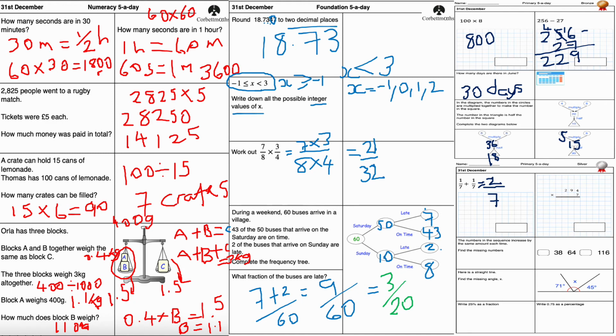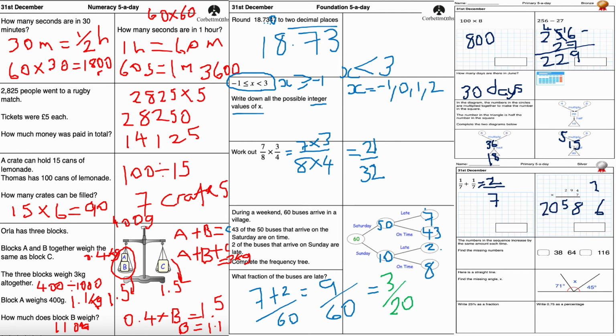Okay. Next question. Okay. 294 times 7, well 4 times 7 is 28, 8 carry the 2, 7 times 9 is 63, add the 2 is 65, so 5 carry the 6, 7 times 2 is 14, add the 6 is going to be 20.